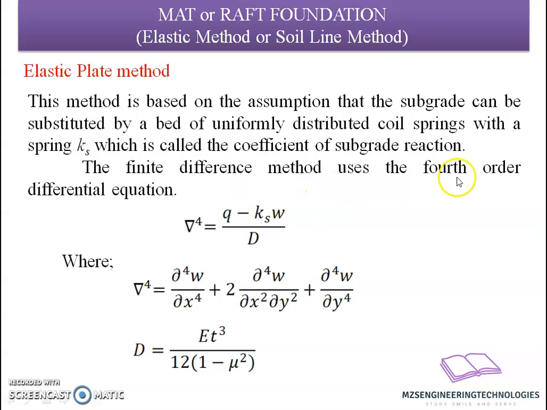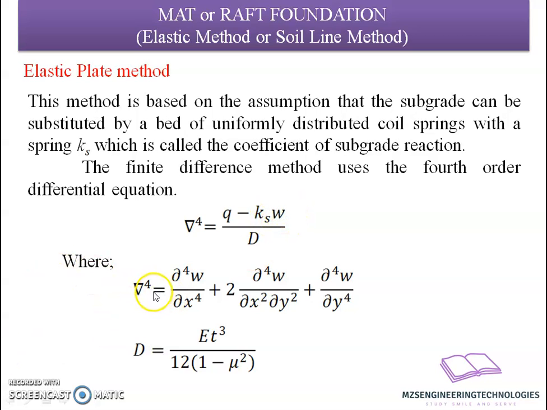The finite difference method is used to find the solution of the fourth order differential equation. So delta raised to 4 w equals q minus ks w divided by D, where w is the deflection. The replacement is done with reference to the coordinate system: for x, u is the displacement component, for y, v is the displacement component, and for z, the displacement component is w. Here I am considering the deflection along the vertical axis, that's why I consider w as the deflection component.